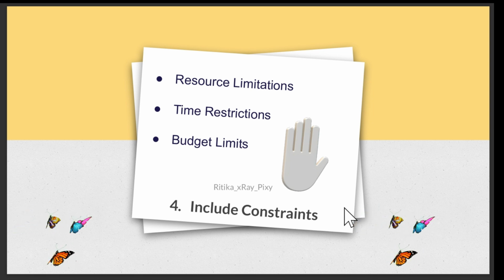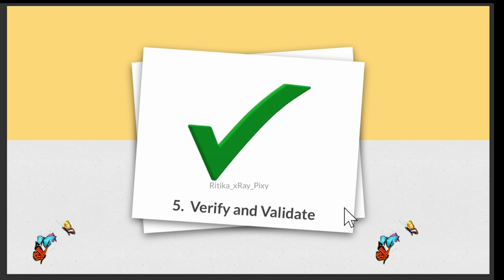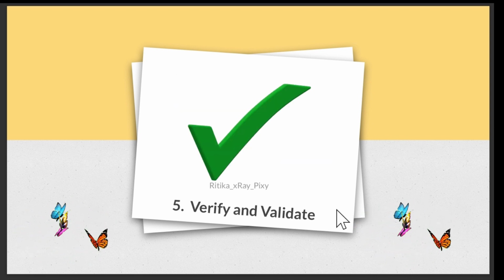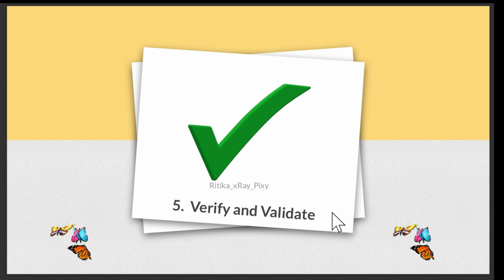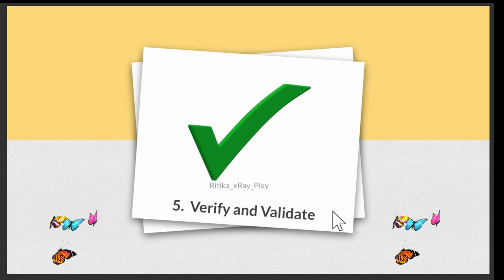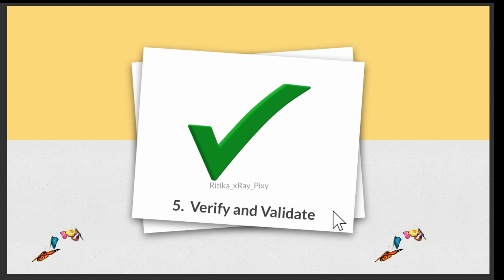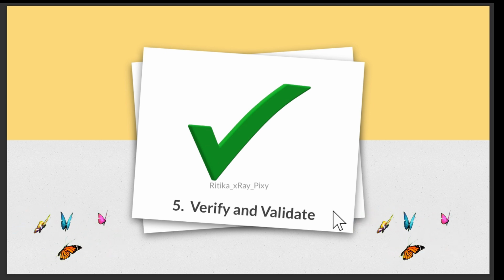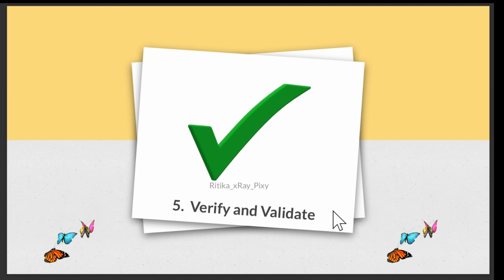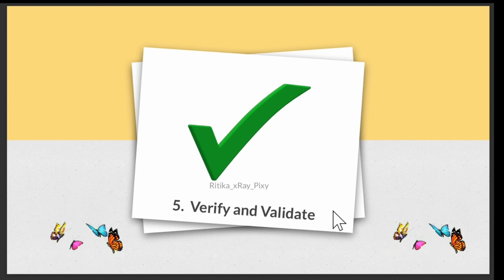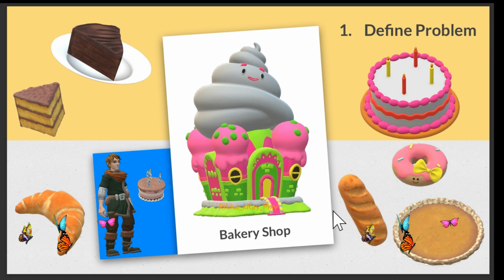After that, in step 5, verify and validate. We will check the formulation. We will ensure that the objective function and the constraints accurately represent the real life problem or not. We can test with sample data. We can use any sample data to test the objective function and constraints to see if they produce a feasible solution or not.